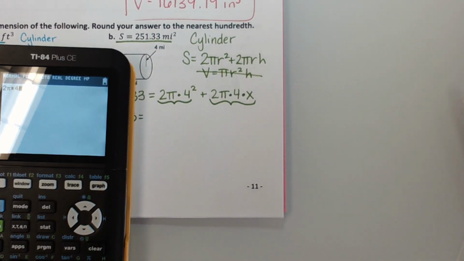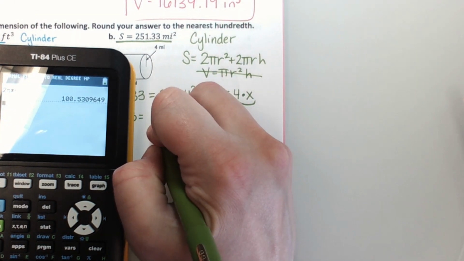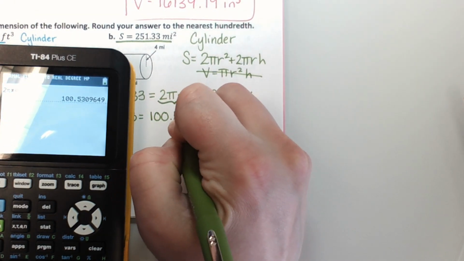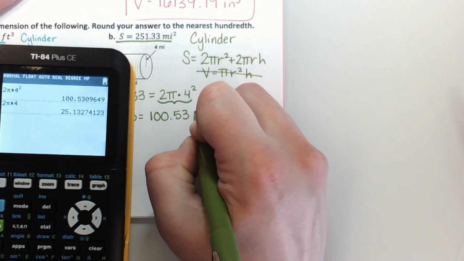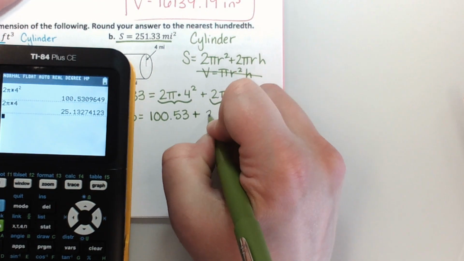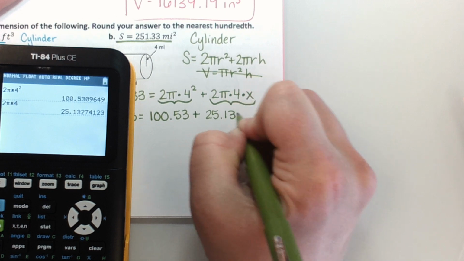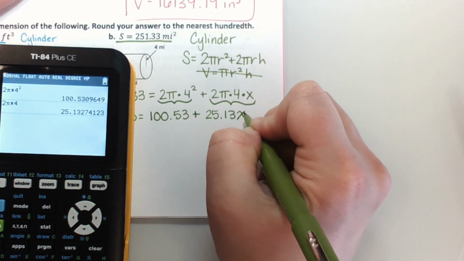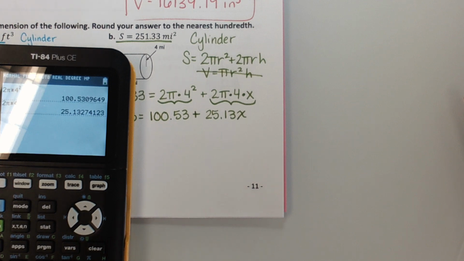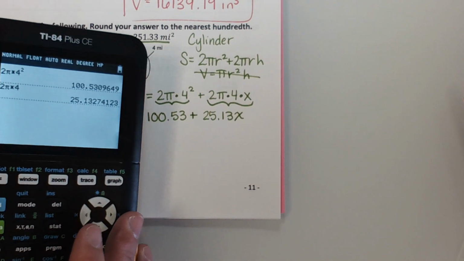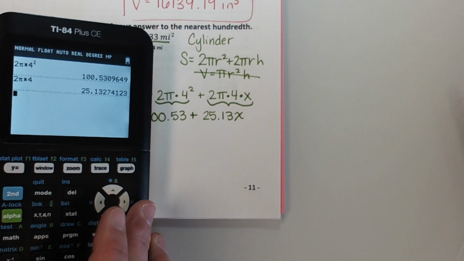2 pi times 4 squared is 100.53. 2 pi times 4 times x will be plus 25.13x. You simplify the numbers, the x's just stay where they belong.